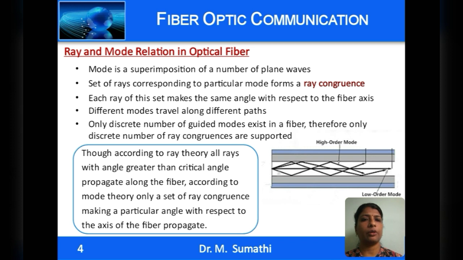We have seen, according to ray theory, all the rays that make an angle greater than the critical angle at the core-cladding interface propagate by total internal reflection. But according to mode theory, not all the rays that make an angle greater than the critical angle can propagate. Among those, only those waves which make a particular angle with respect to the axis of the fiber will propagate. How do we determine the particular angle? By considering the interference effect due to the phase of the plane waves, it can be derived.